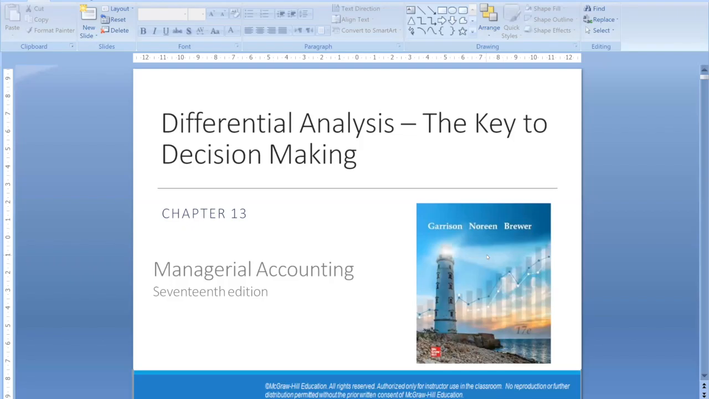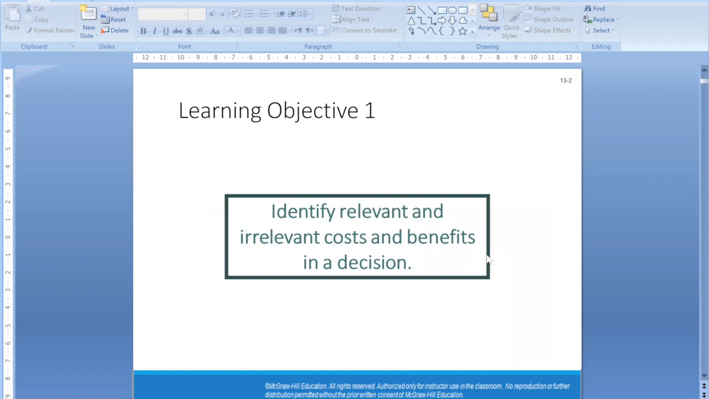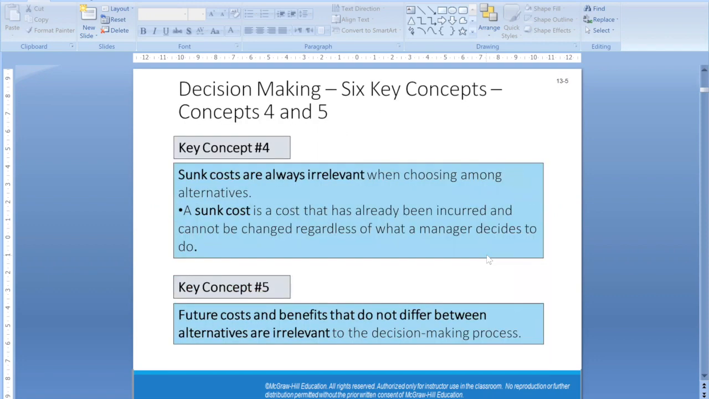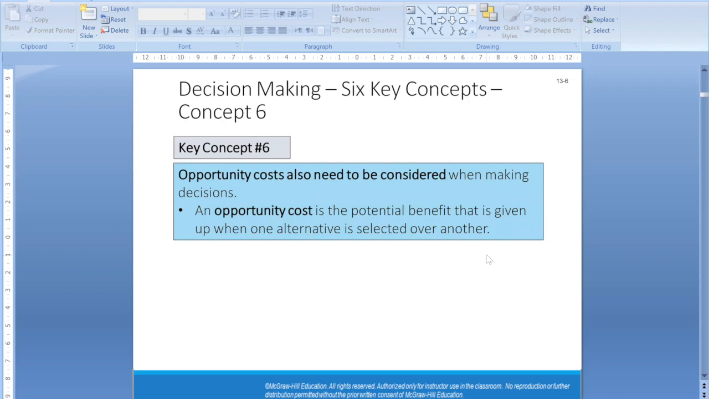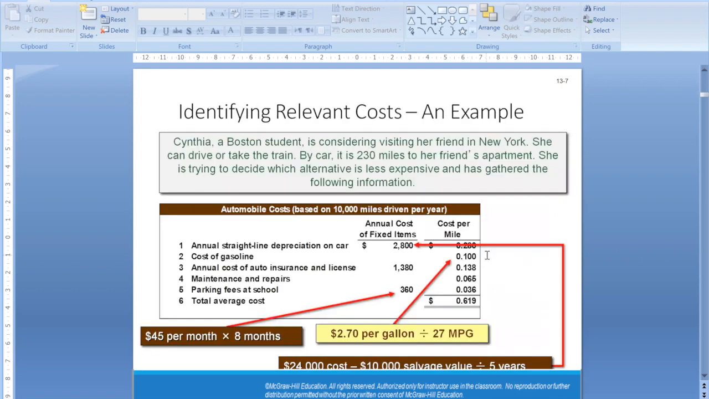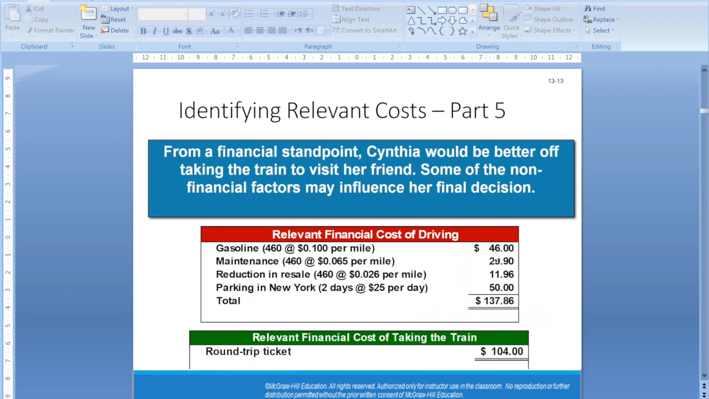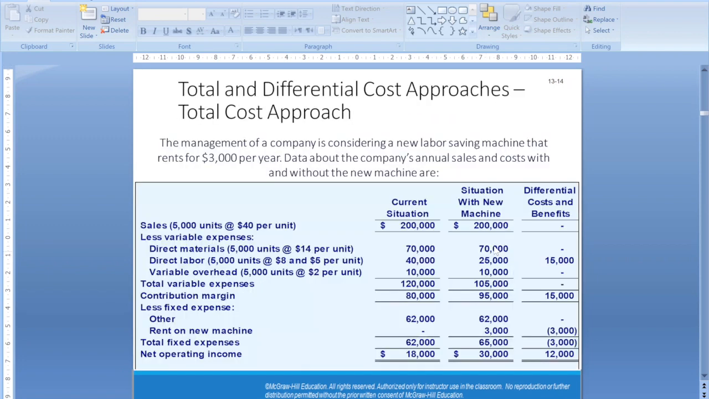Hello, guys. This is the second part of lecture 1. We covered learning objective number 1 up to our example of Cynthia traveling. Then we will continue now with the total and differential cost approaches, the total cost approach.